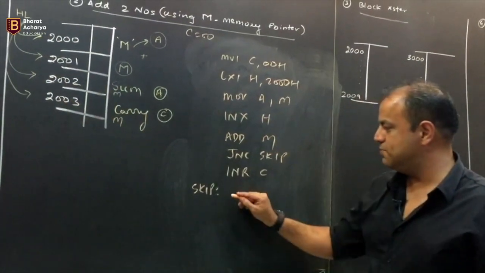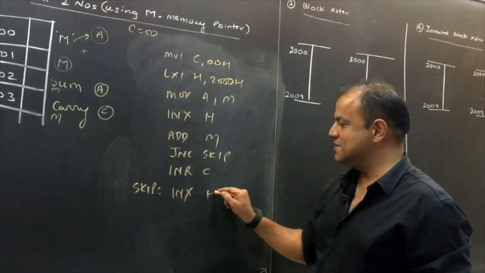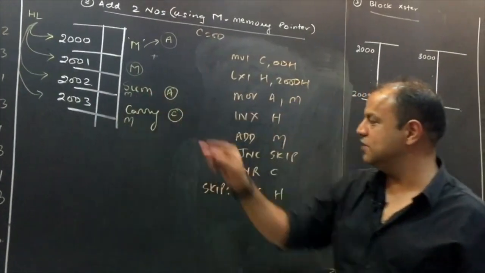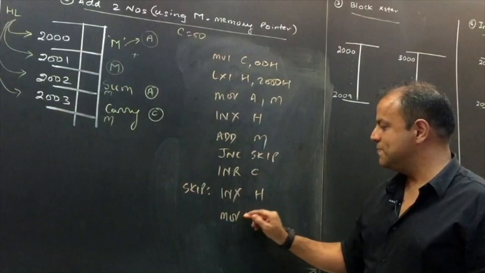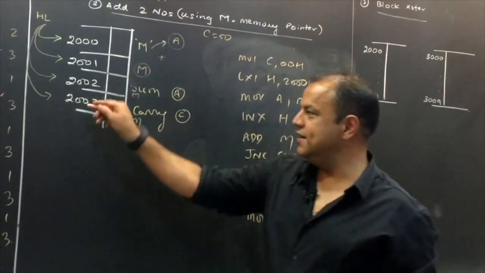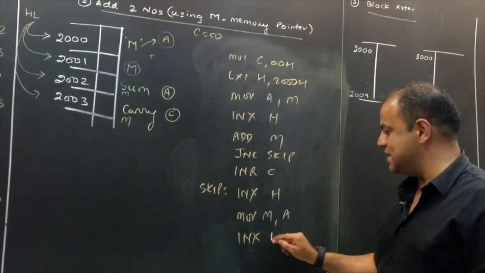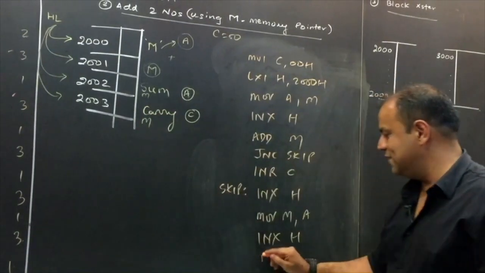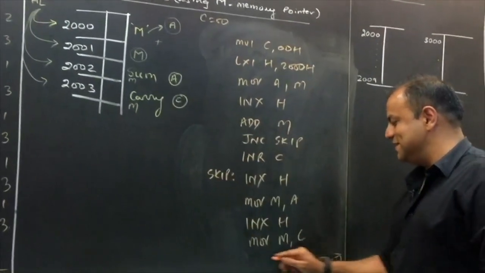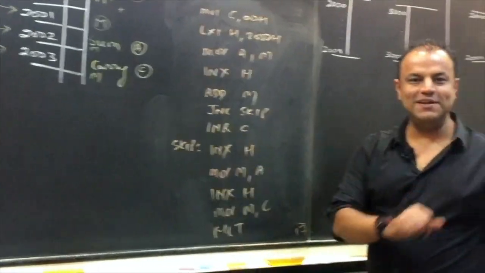Increment HL so that it points to the next location. INX H, HL is pointing over here. Store the value of A over there. Move M, A. Again increment HL, INX H. Now store the value of carry over there. Move M, C. Job done. Halt. Please tell me, did you understand this?